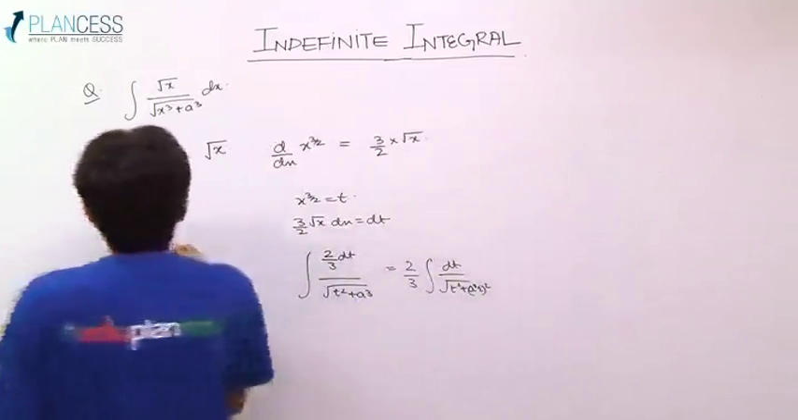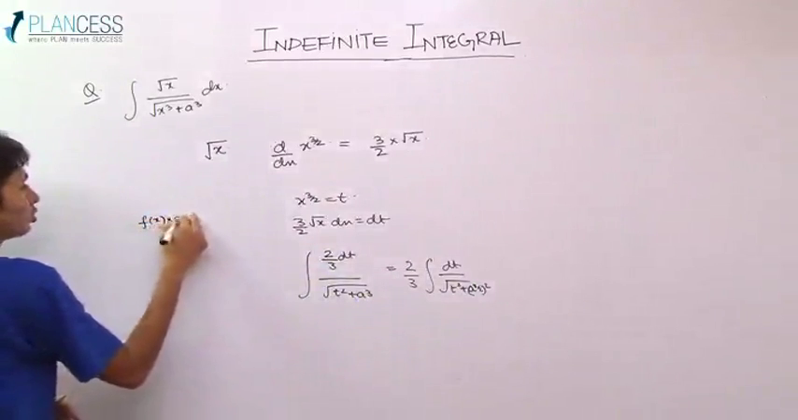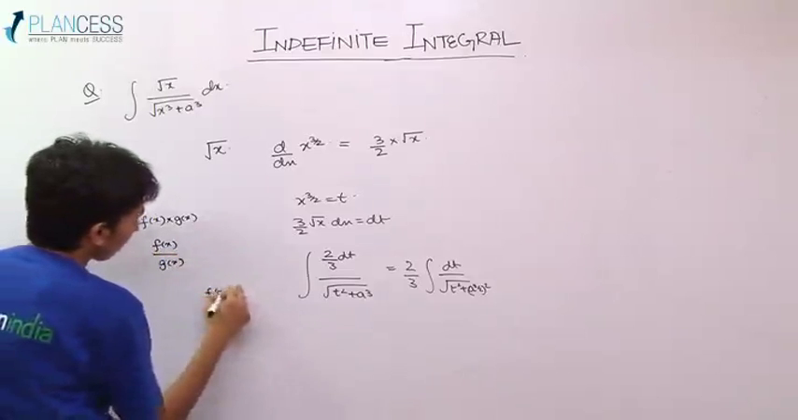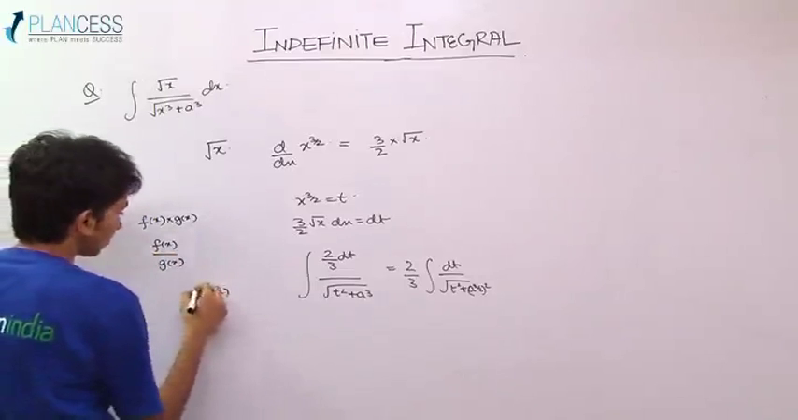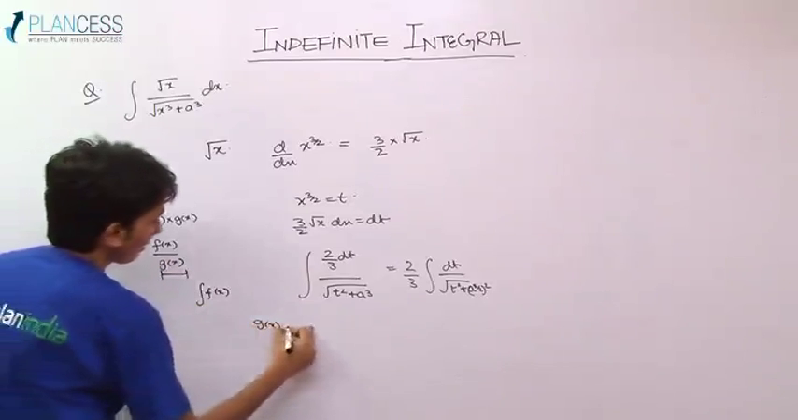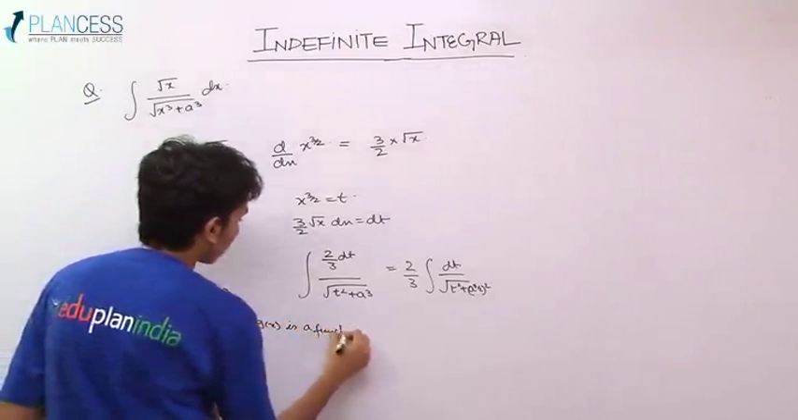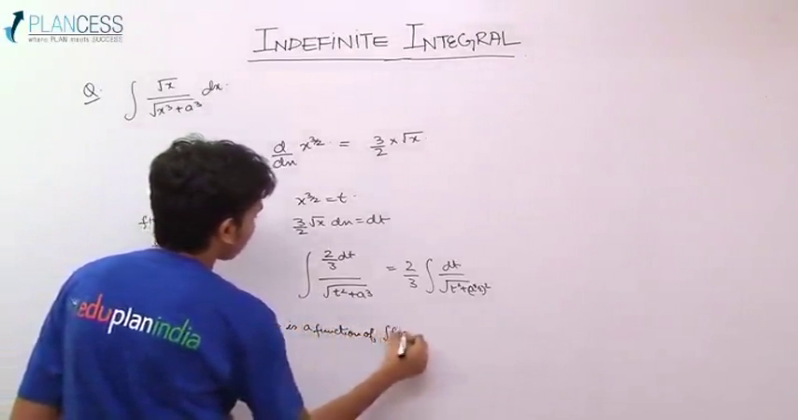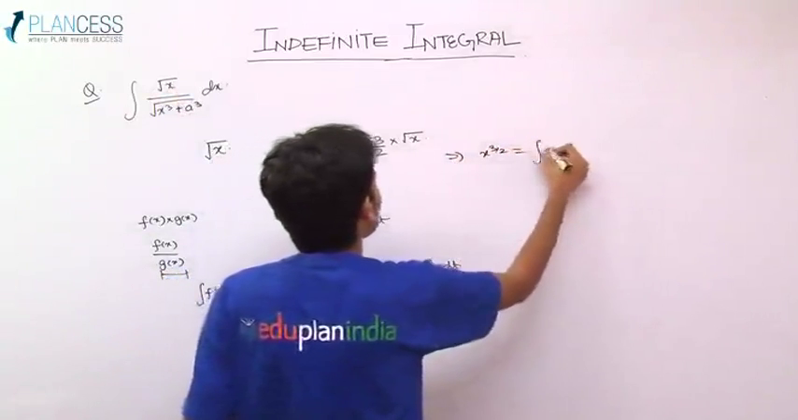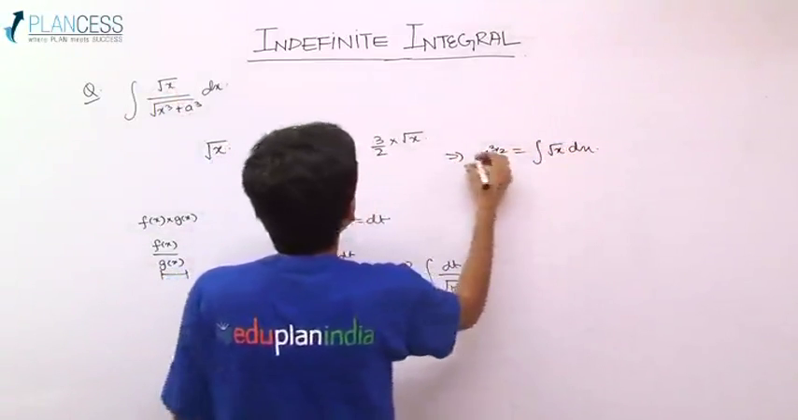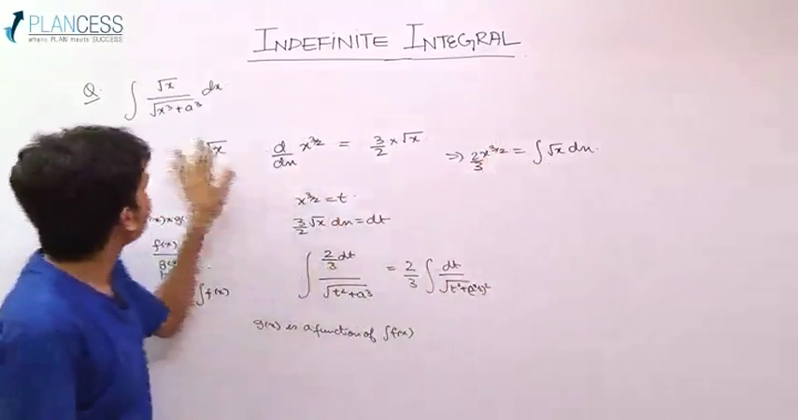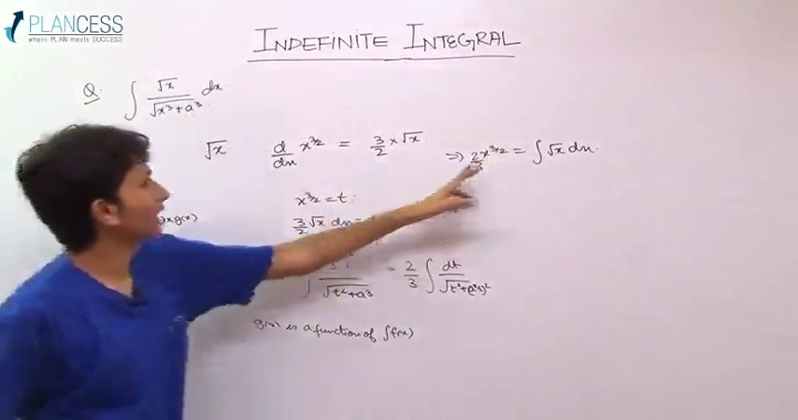So the general form here is, if you have say f(x) into g(x) or f(x) by g(x), where the integral of f(x) is present in g(x), that is g(x) can be written as a function of the integral of f(x). As you can see, x raised to 3 by 2 was nothing but the integral of root x dx. So the integral of root x was x raised to 3 by 2 times something, and we see that the denominator of the other function was a function of this x raised to 3 by 2.